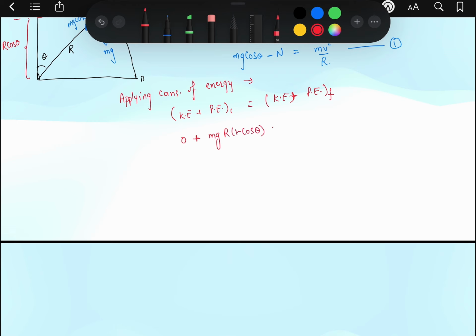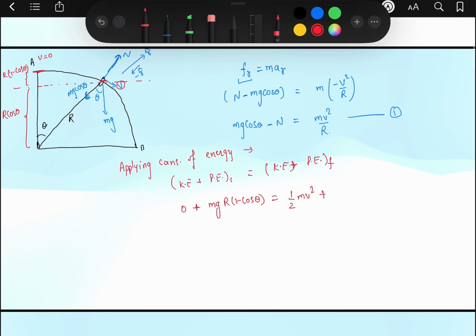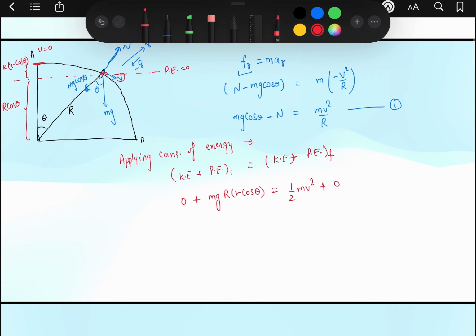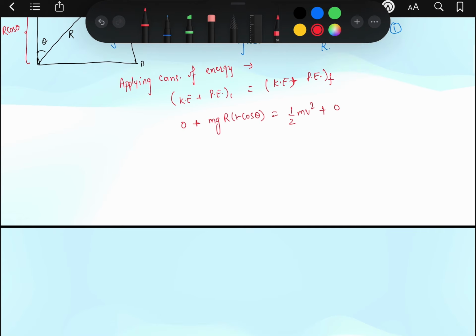That will be equal to the kinetic energy here, half mv square, plus the potential energy at this point, which I am taking as 0. This is our reference point. So from here I can find the value of v square by r. So v square by r will be equal to 2g R into 1 minus cos theta.